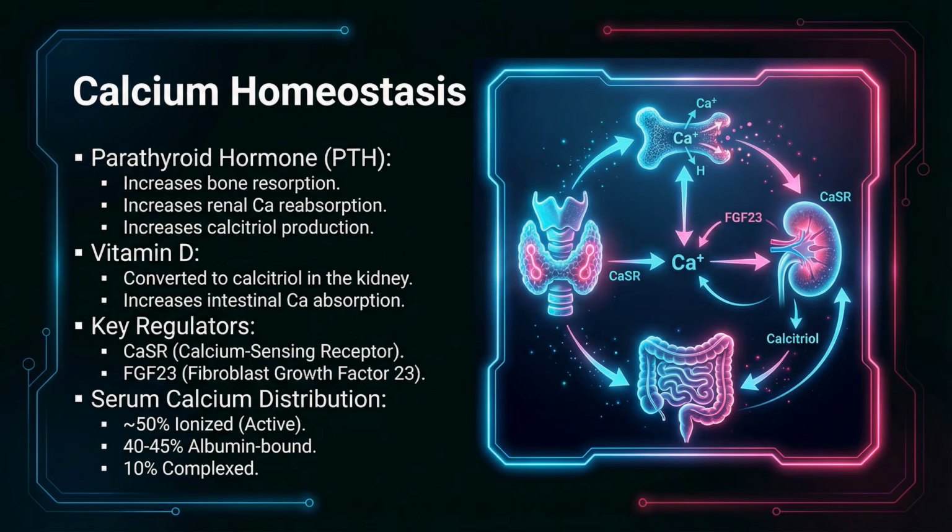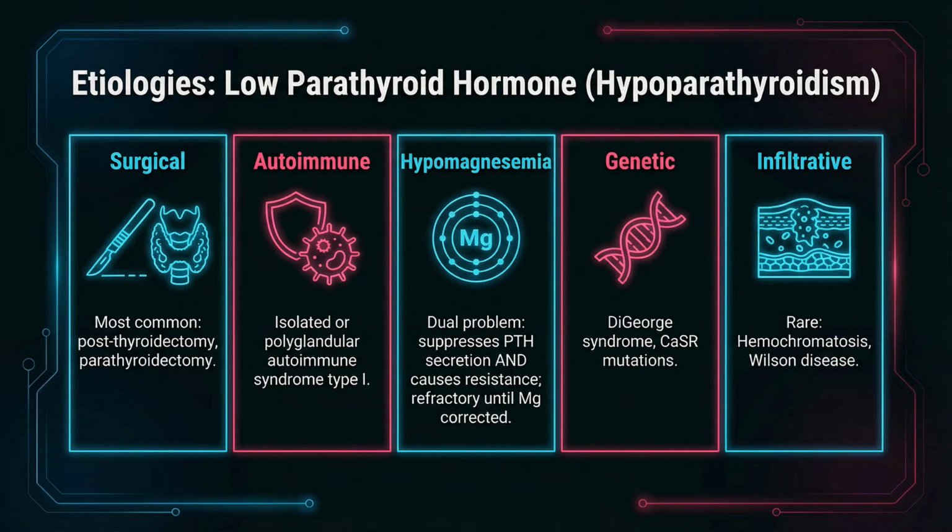Remember that about 50% of serum calcium is ionized and active, 40 to 45% is bound to albumin, and 10% is complexed. The most common cause of hypoparathyroidism is surgical, occurring after thyroidectomy or parathyroidectomy. Autoimmune causes can be isolated or part of polyglandular autoimmune syndrome type 1. This is the classic triad of mucocutaneous candidiasis, adrenal insufficiency, and hypoparathyroidism, a favorite on boards and in clinical practice.